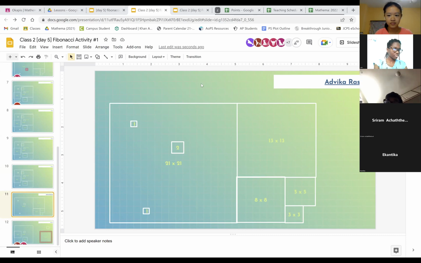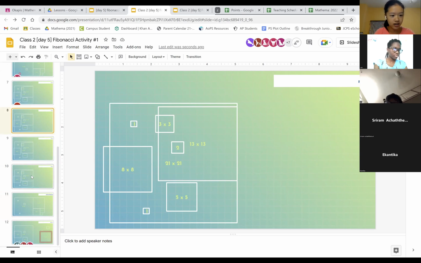Could someone add a slide for me? Yes, I will. I think slides 8 through 10 are blank, so you can take those. Otherwise, I can also add a slide at the end.